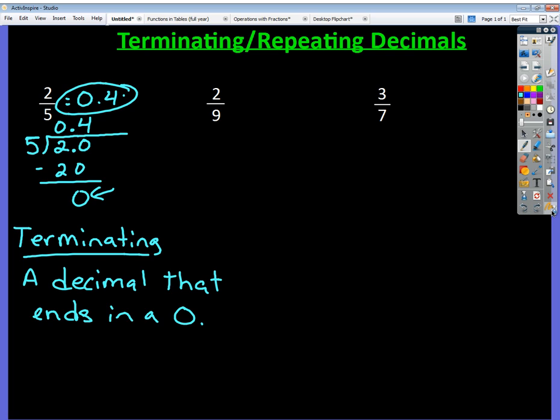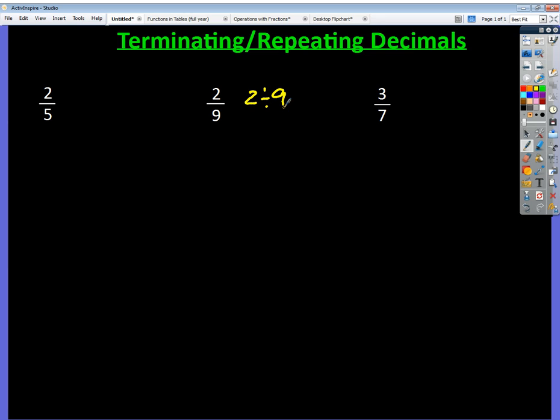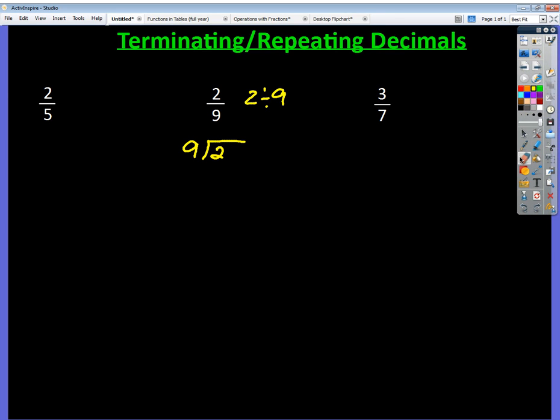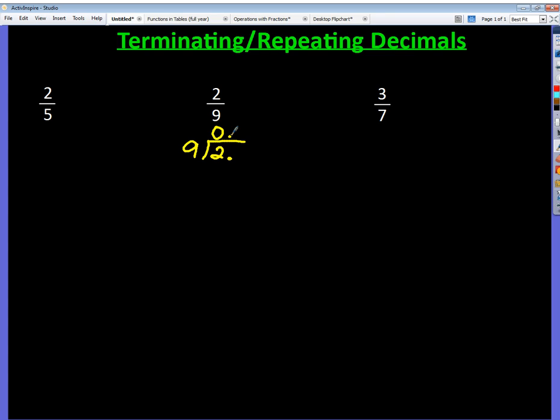Now I'm going to take a look at my next one, 2/9. Let's see what happens here. I know that this is actually 2 divided by 9, so I'm going to write that in as a long division problem, 9 into 2. As we did in the first one, I know that 9 cannot go into 2, so I have to write a 0 above, and that tells me that I'm going to be adding a decimal place for this 2. And we're going to write it as 2.0.